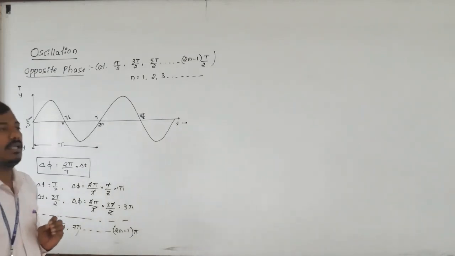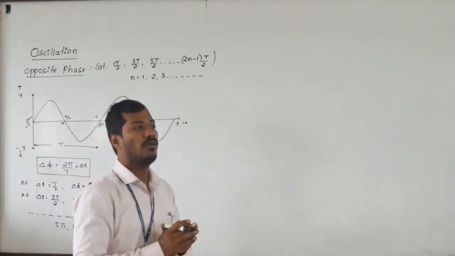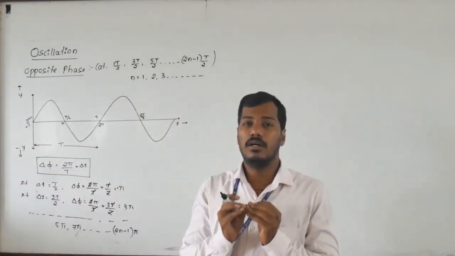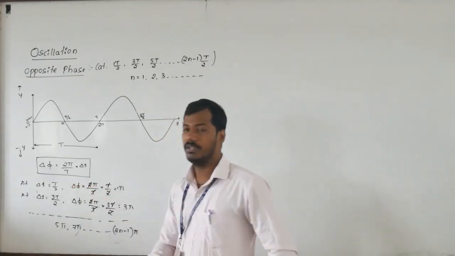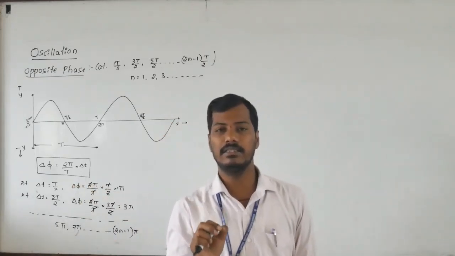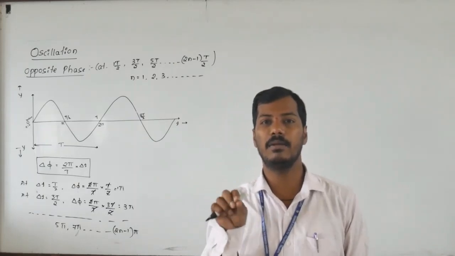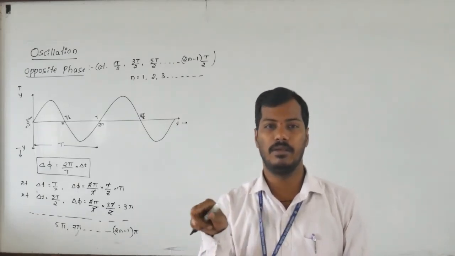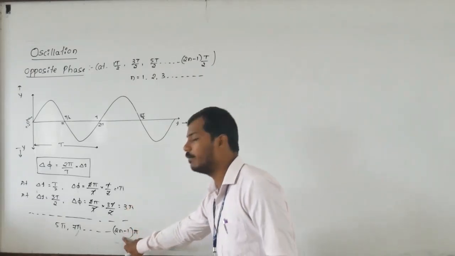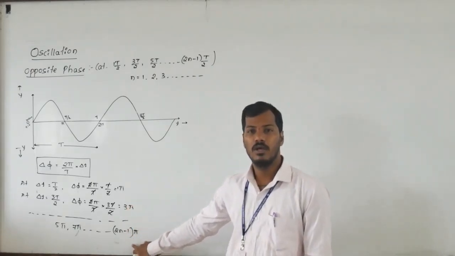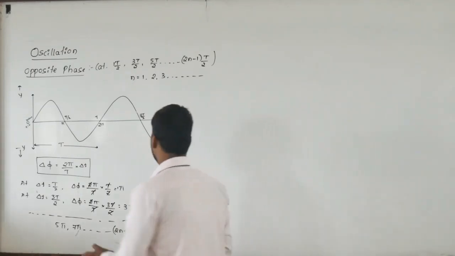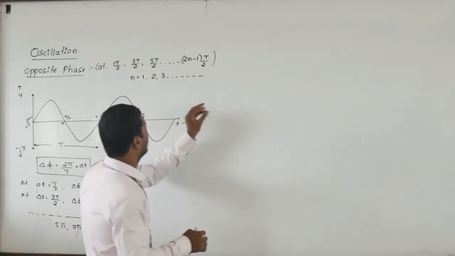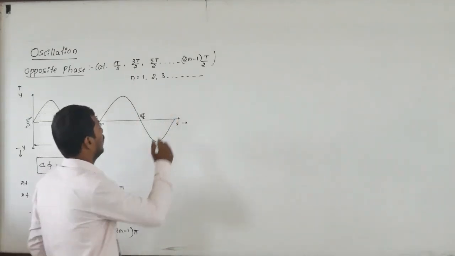Yesterday, in the same phase, what happened? The phase difference between the two vibrating particles is an integral multiple of what is that? An even integral multiple of pi. Here, an odd integral multiple of pi. Okay. Next, we write here some statements of these three.